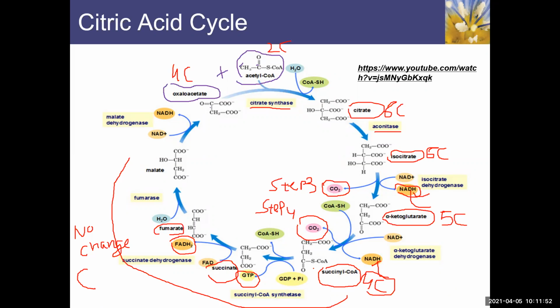There is no change in the carbon, because after this you will see that no carbon dioxide is released. So this is also 4 carbon, this is also 4 carbon, right? Malate is also 4 carbon, till we reach oxaloacetate once again. They are all 4 carbon compounds. We'll discuss one by one the oxidations and the decarboxylations.